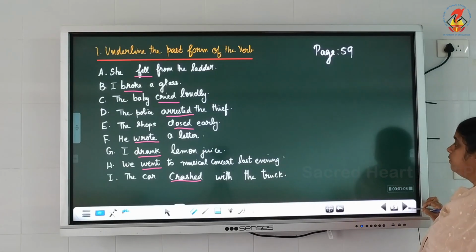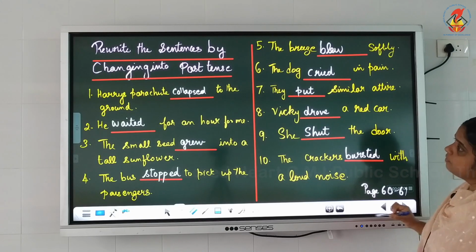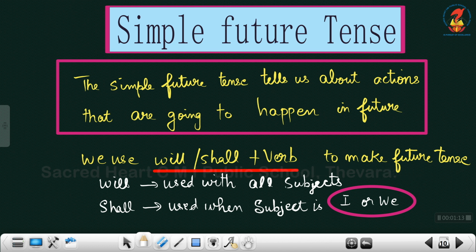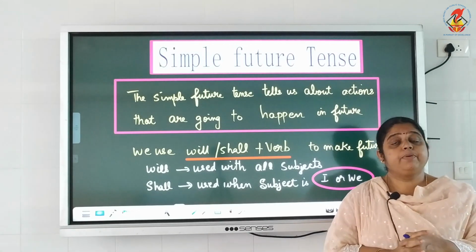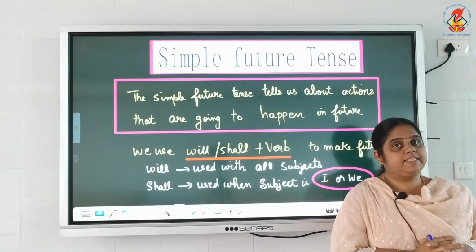Okay. So a simple future tense tells us about the actions that are going to happen in future. So the actions that are going to happen in future, to express that we use the simple future tense. And what is the format of using simple future tense? How can we make simple future tense? That is also very simple.